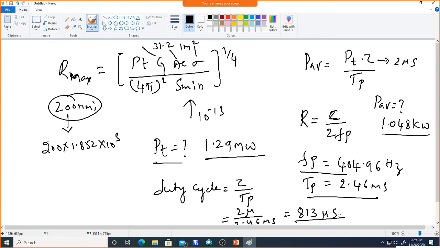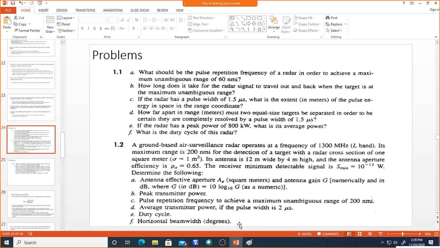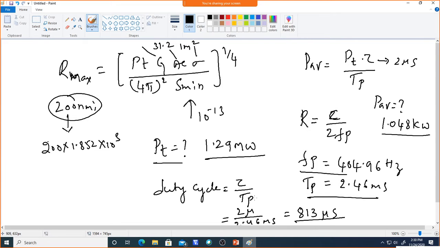Okay, this is okay. So now last one, horizontal beam width. So how to find out horizontal beam width? So you know the equation for the gain, right? Which is equal to the efficiency and directivity. So the gain equals radiation efficiency into directivity. Assuming the radiation efficiency is 100%, then your gain will be equal to directivity.